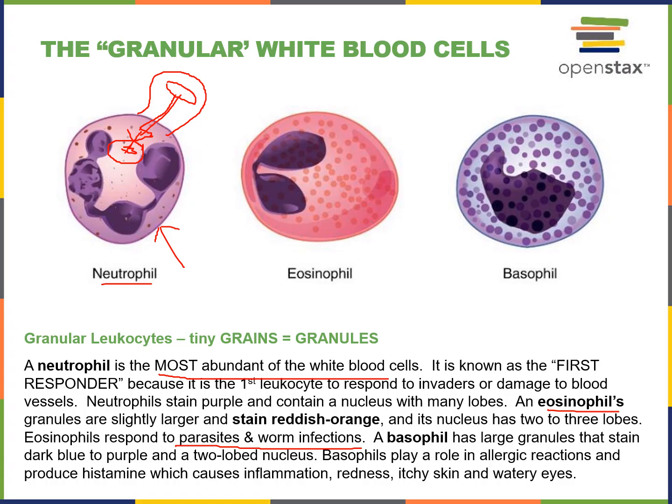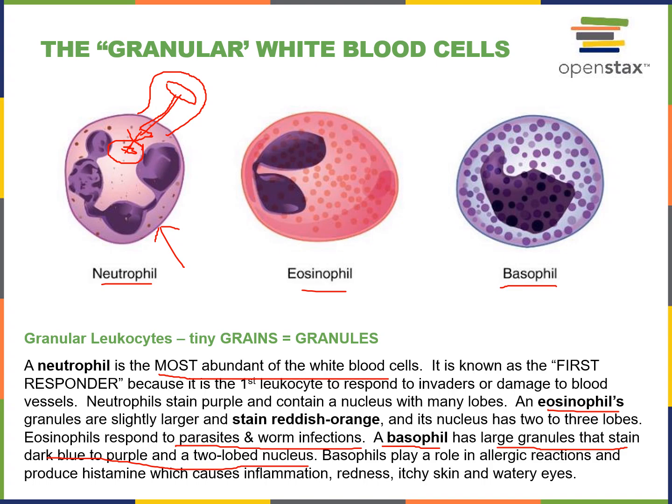Basophil, this one here, you want to pay attention to. It has large granules that stain dark blue to purple with a two-lobe nucleus. So this one, basophil, eosinophil looks more like earmuffs. Basophil, at least in this diagram, you can't really see the two-lobe nucleus. It sort of looks more like an elongated nucleus.